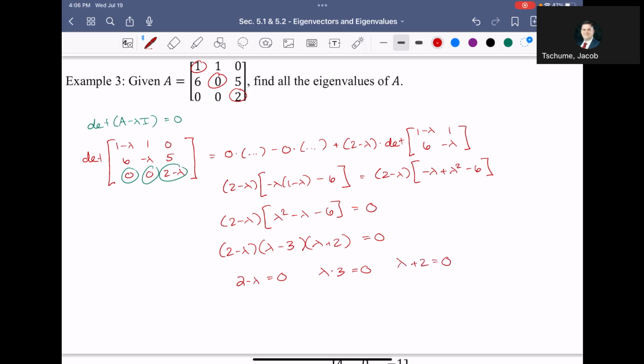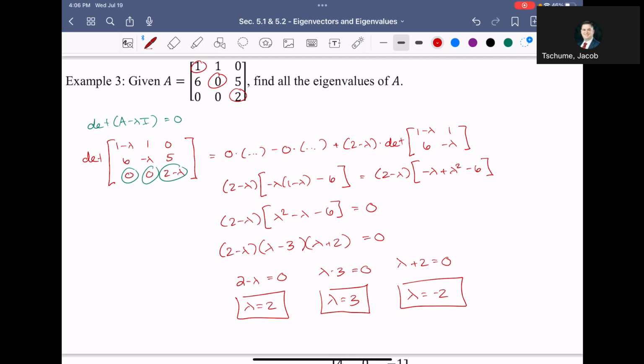Solving each of these, you will find 3 eigenvalues of this 3 by 3 matrix. It looks like you're going to get lambda equals 2. The next one, if you move the 3 over, you'll get lambda equals 3. And on the next one, if you move the 2 over, you actually get lambda equals negative 2. And so in this case, this 3 by 3 matrix gives us 3 unique eigenvalues of the matrix.